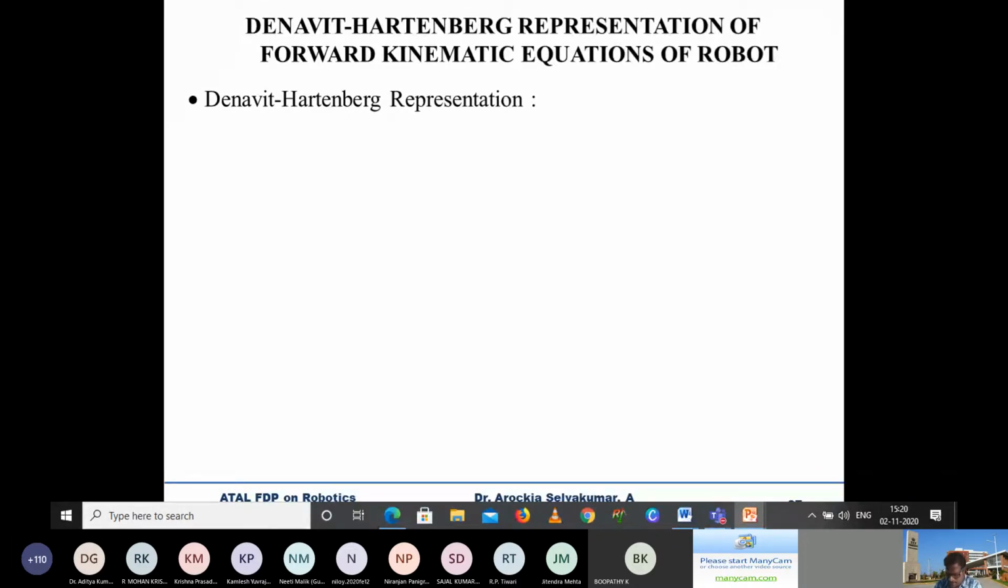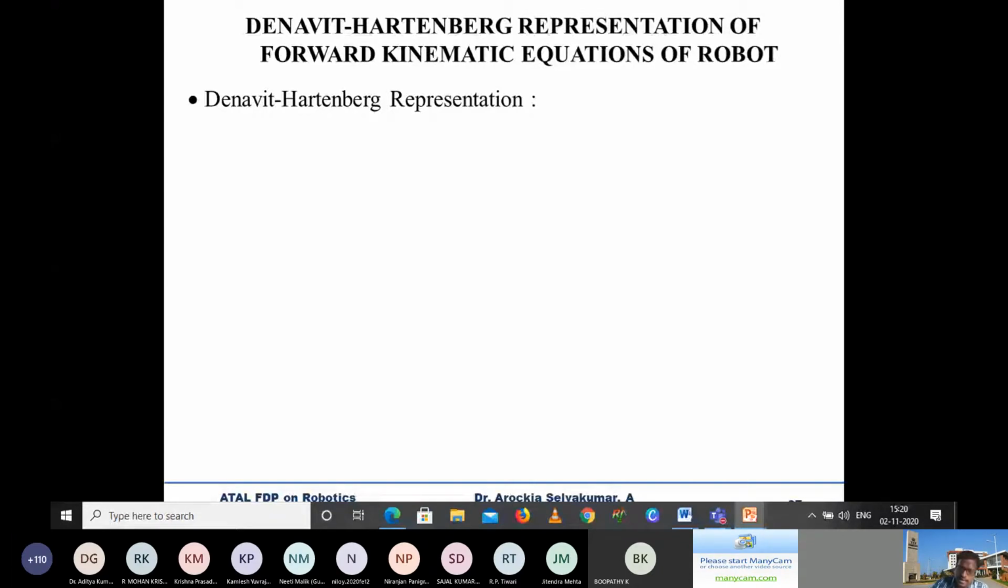The Denavit-Hartenberg representation is actually a research paper published by Denavit and Hartenberg, and they made some assumptions and then made the forward kinematic equations of a robot. In this, they assumed that they are going to consider only two axes, the z-axis and x-axis, because if we know the z and x axes, then obviously the y-axis will be perpendicular to these two. So they assumed only these two axes.